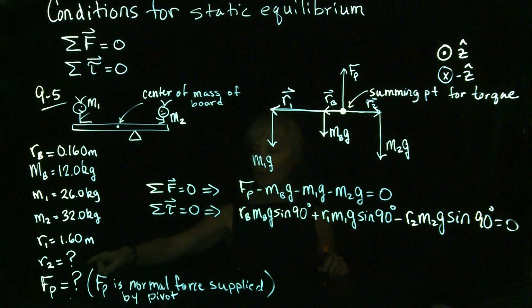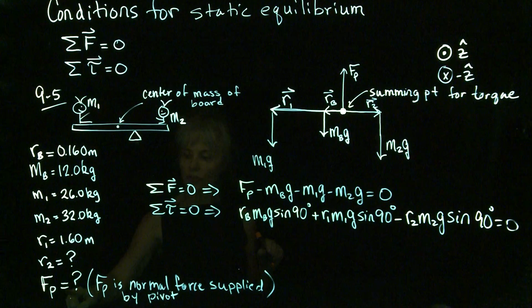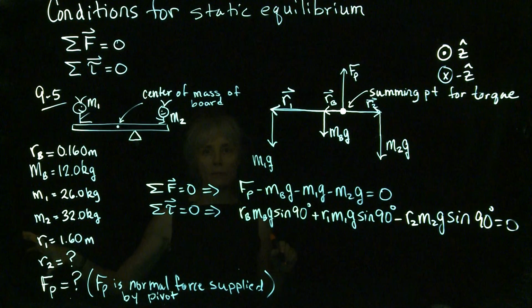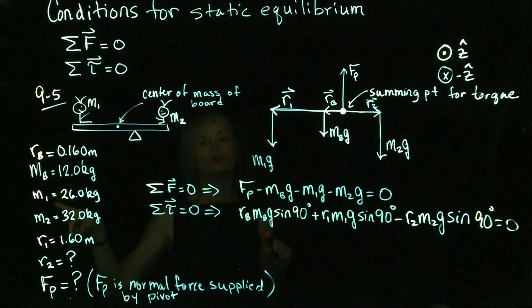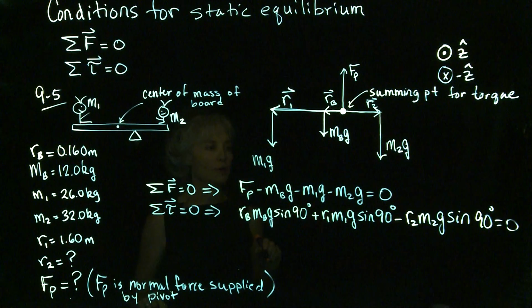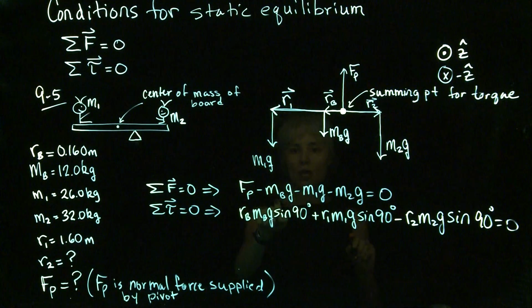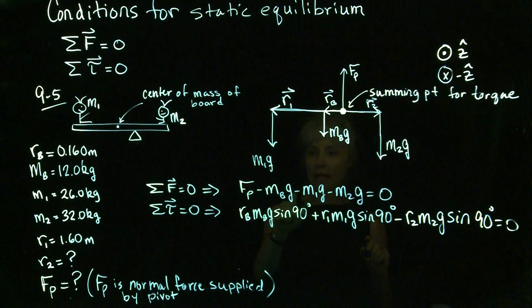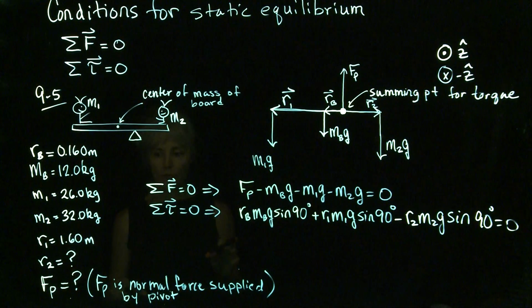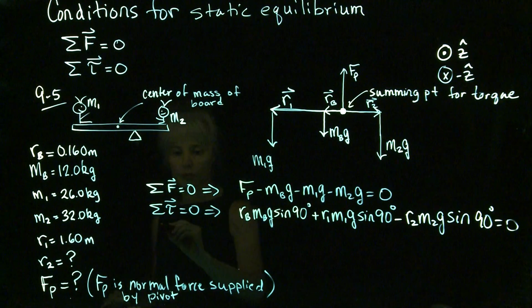So in this problem, we want to solve for R2 and we want to solve for FP. We're not explicitly asked to solve for FP in the problem statement, but in the example, you are asked to solve for FP, so it's worth going ahead and solving for it as well. We'll just come back up to this equation. And actually notice that we know all three of these masses, so we could immediately solve for FP from that equation. But first of all, let's solve for R2.